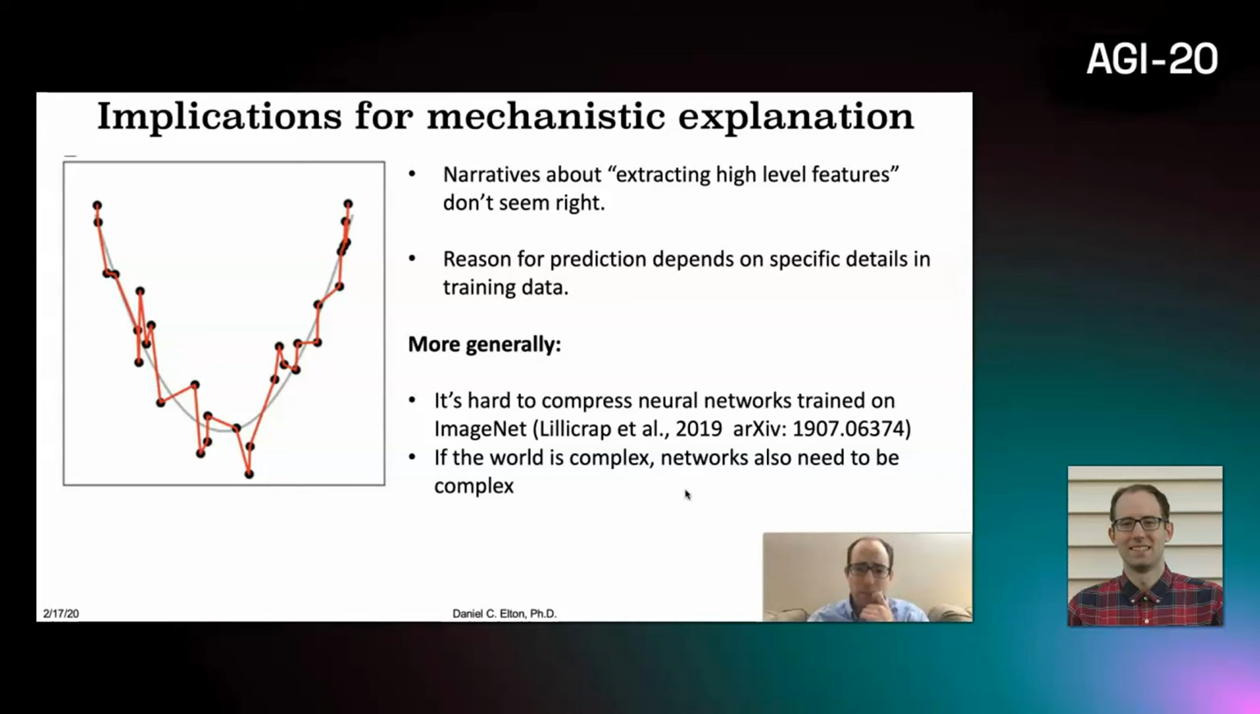And there's some other reasons that deep neural networks are hard to interpret, such as the observation that these networks are very hard to compress. And that's not surprising, because if the real world is complex, these networks are also going to be very complex internally.